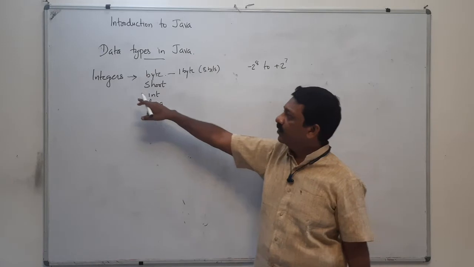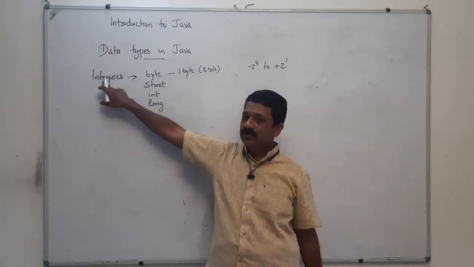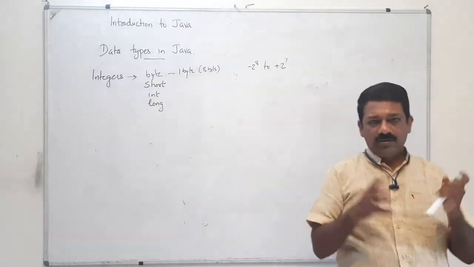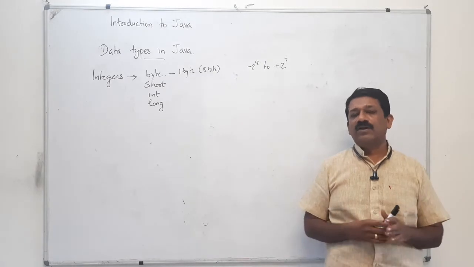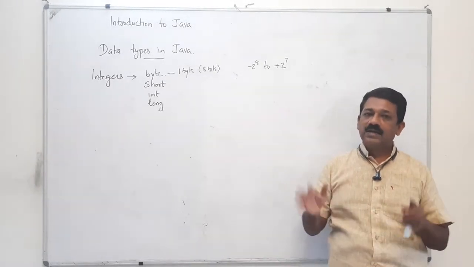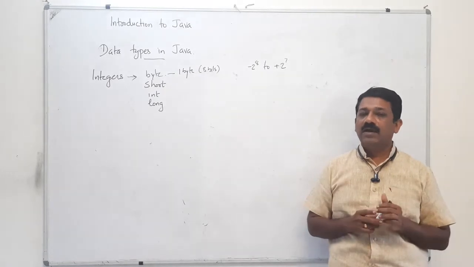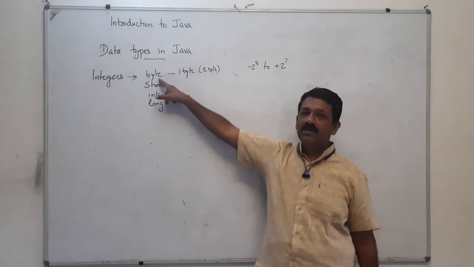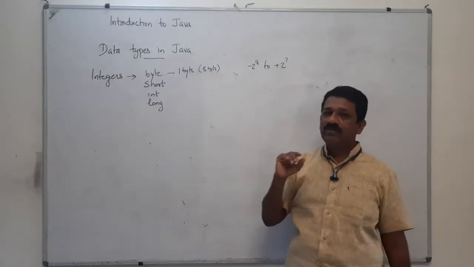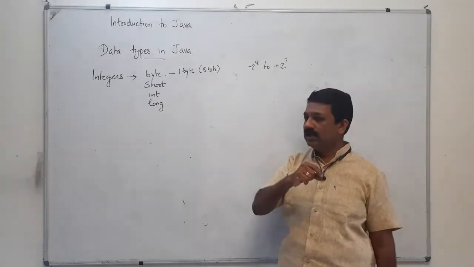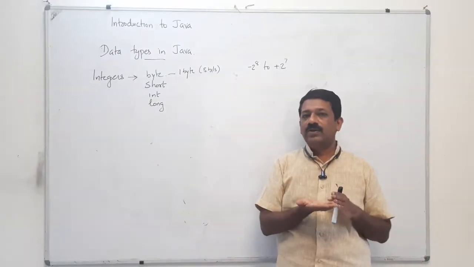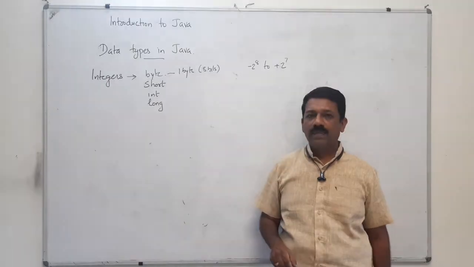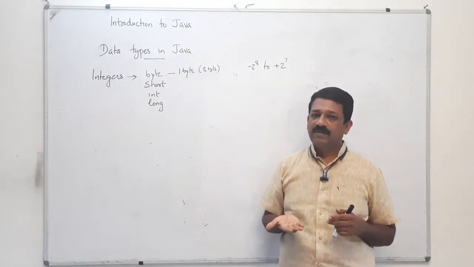That means if you have an integer value, suppose that in a program the maximum value of an integer is 100. Then we need only a byte, because a byte can go up to 2 raised to 7, that is 127, so minus 128 to plus 127. For storing that value, you need only a byte. There is no need for short, int, long, etc. That would be wastage of space.